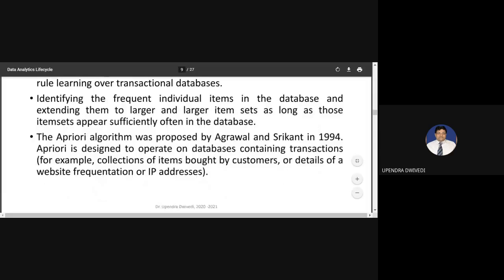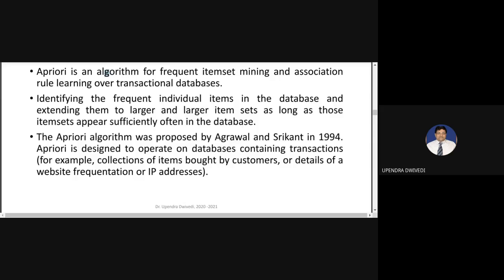It was proposed by Agrawal and Srikant in 1994, and it is designed to operate on databases containing transactions, for example, a collection of items bought by a customer, or details of website frequentation or IP addresses. If you have a data set with information on what customers have bought over a certain duration, you can apply the Apriori algorithm to find the most trending or most frequent item sets being bought by customers.